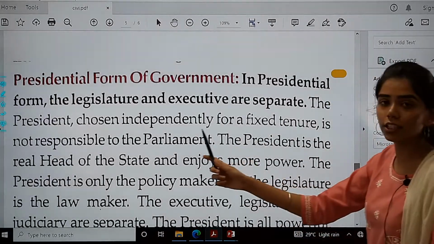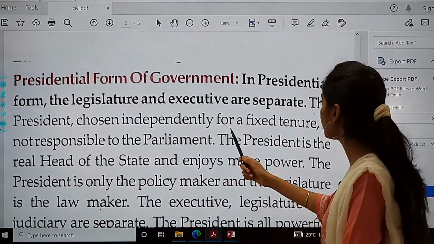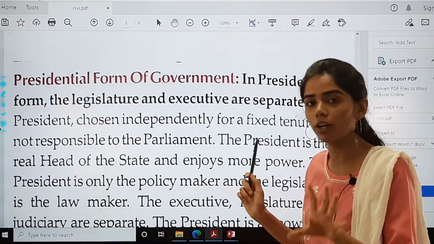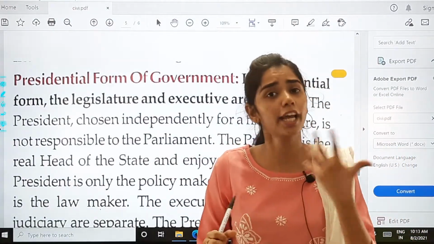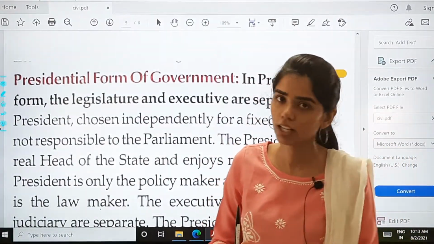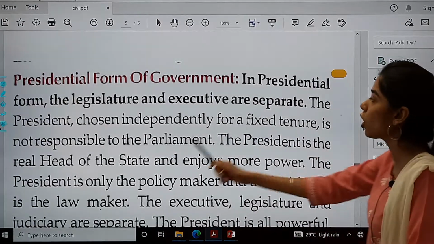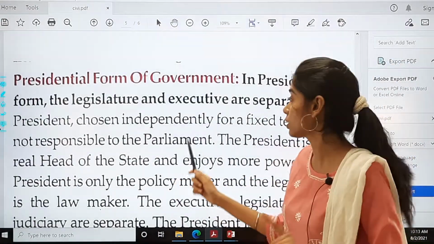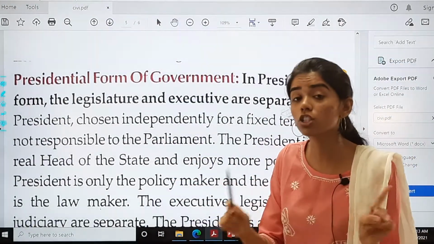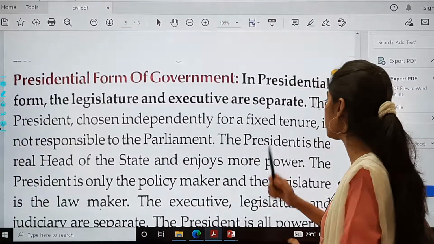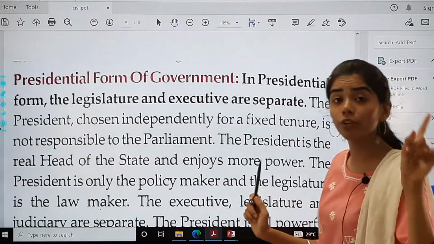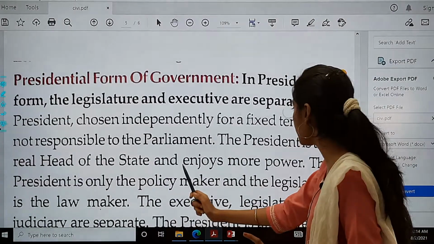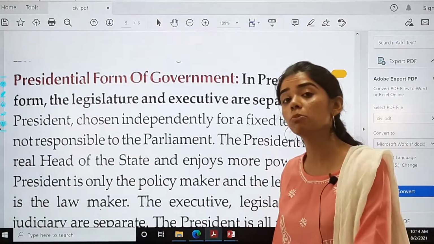The president chosen independently for a fixed tenure. Okay, for a fixed tenure, it can be 4 years, 5 years, accordingly. Is not responsible to the parliament. The president is not responsible to the parliament in this. The president is the real head of the state and enjoys more power.